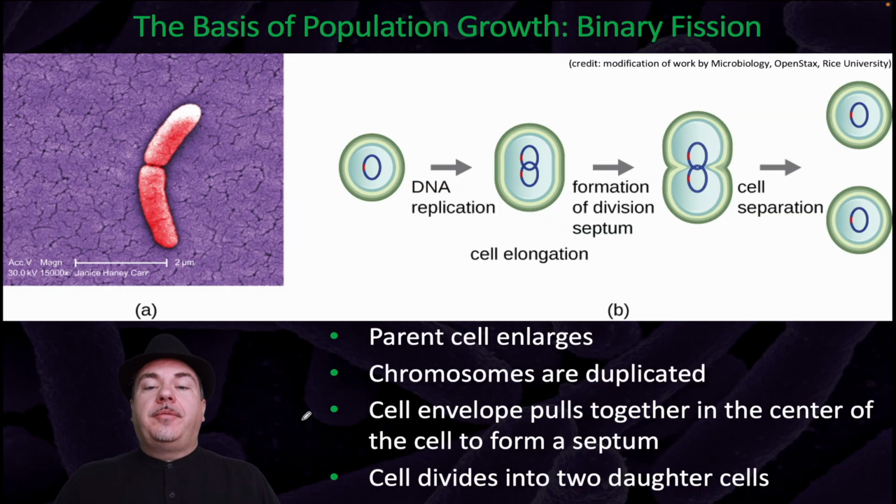The basis of population growth among bacteria is binary fission. During binary fission, the parent cell enlarges and then it replicates its DNA. It copies its chromosome. The cell envelope pulls together in the center of the cell, forming a septum, and then the cell separates into 2 separate cells. So bacteria use binary fission, which is their cell division, as reproduction. It goes from one individual cell, which is one bacteria, to 2 bacteria cells.